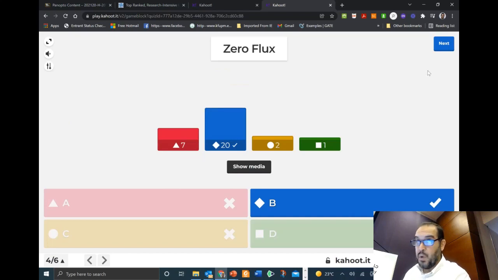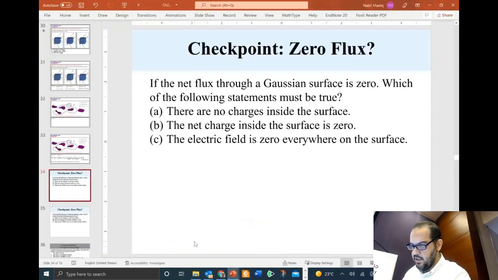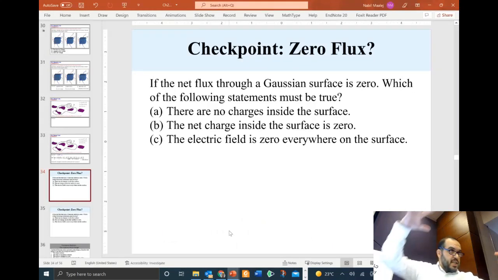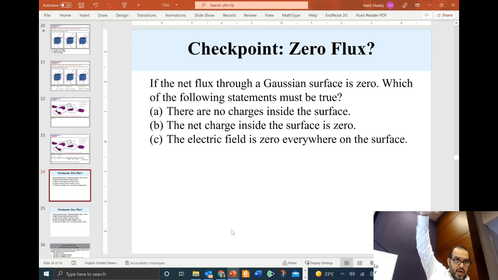Excellent. 20 are correct. This is the highest number of correct answers we had so far. All right. But we still have 7. What was the distractor? So let's see. The distractor was that there are no charges inside the surface. Remember, S4 had a charge Q and a charge minus Q, so it has charges. It's just the net charge. If the net charge is 0, the flux is 0. So you cannot say there are no charges. No, you can have charges.